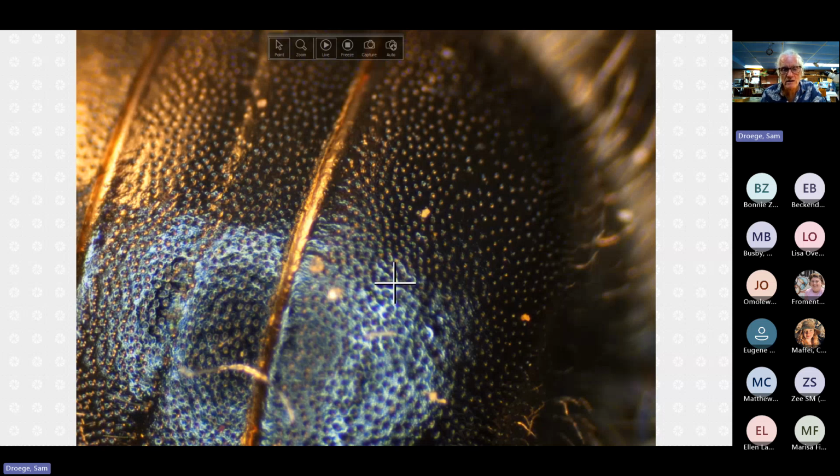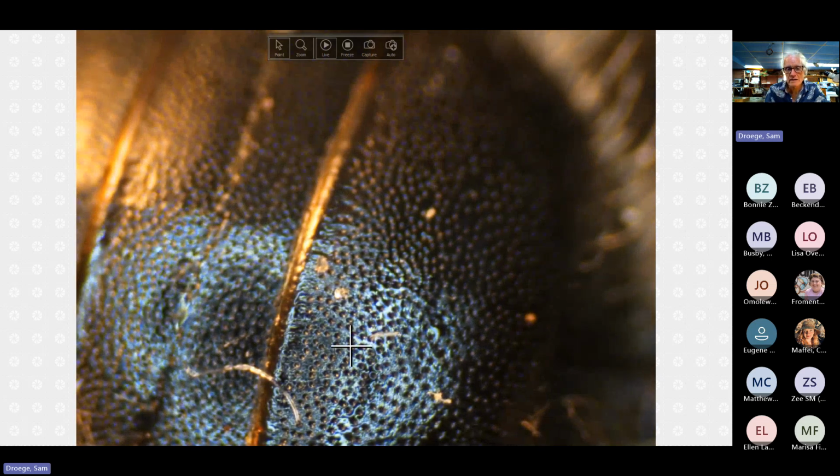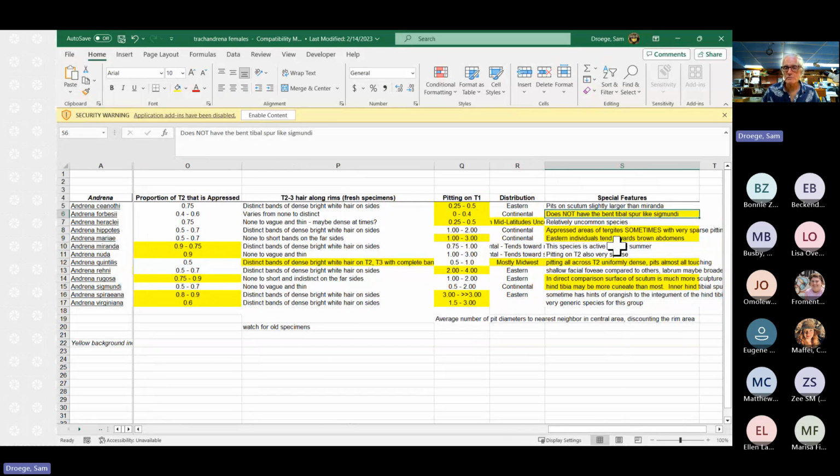You can see some of these are overlapping. The rest are very close. If we look at this shinier area in the middle where things are a little bit more defined, yeah, they're almost on top of each other, and sometimes they are. So that fits very nicely with that character distributional stuff. And it does not have the bent tibial spur like Sigmundi.